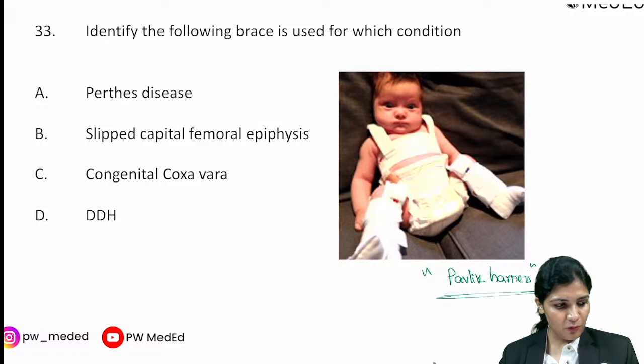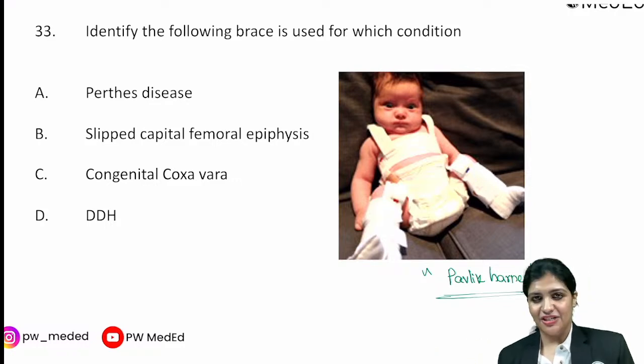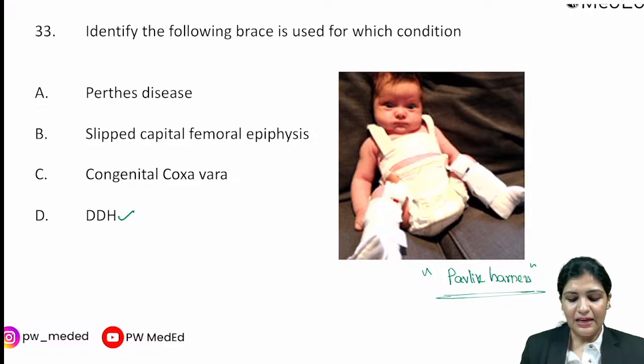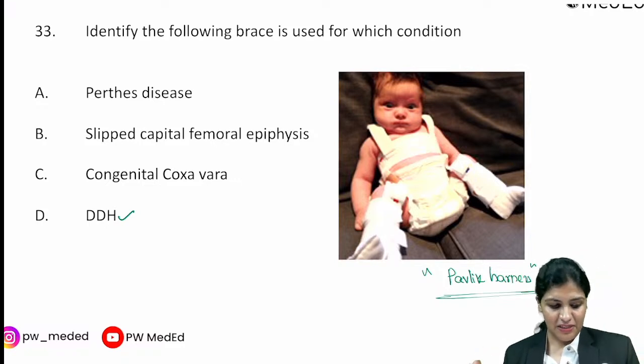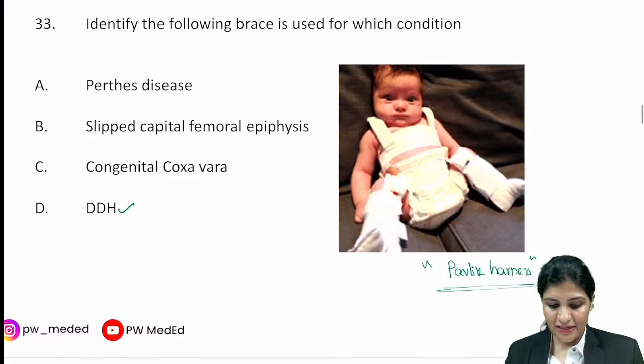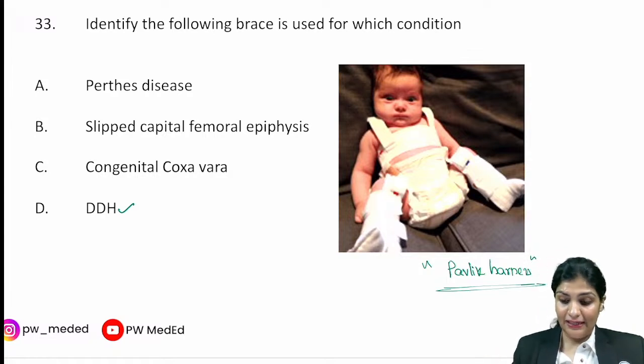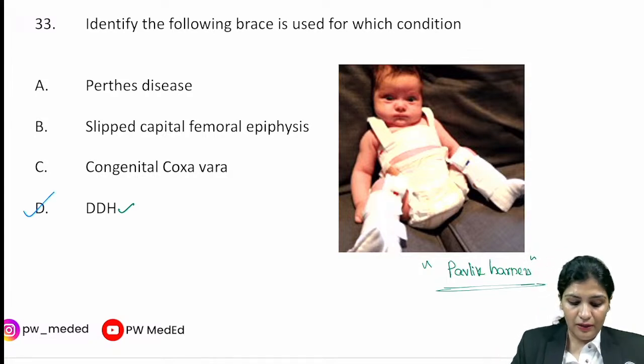So I think most of you know what the answer is. The Perthes disease, or the slipped capital femoral epiphysis, or the congenital coxa vara, or the DDH. DDH here is developmental dysplasia of the hip. So what would be the answer? The answer for this is your DDH.